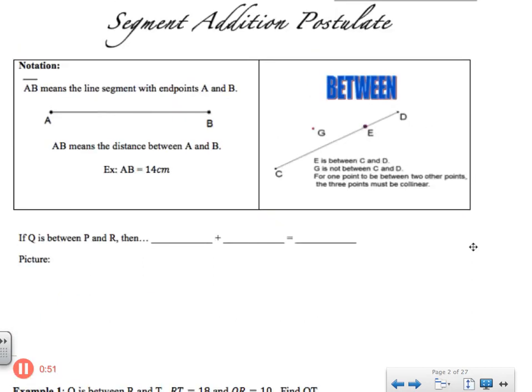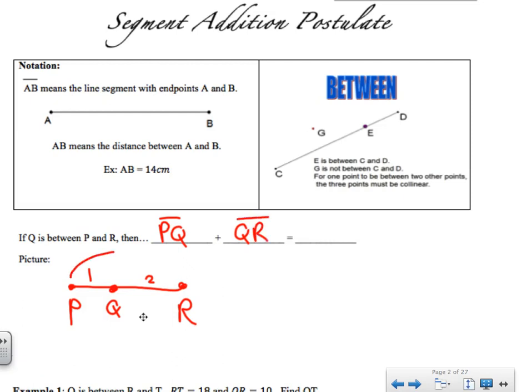So the segment addition postulate says if Q is between P and R. It helps if you draw a picture. So Q is between P and R. So P and R are my endpoints, and Q is somewhere in between there. It could be in the middle, it could be more towards P, whatever. So the first part would be PQ. If I take the first part and add the second part, QR, I should get the whole entire line, PR.